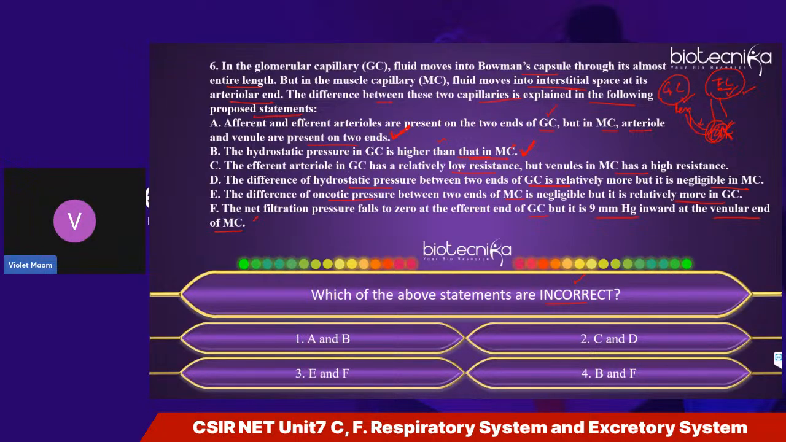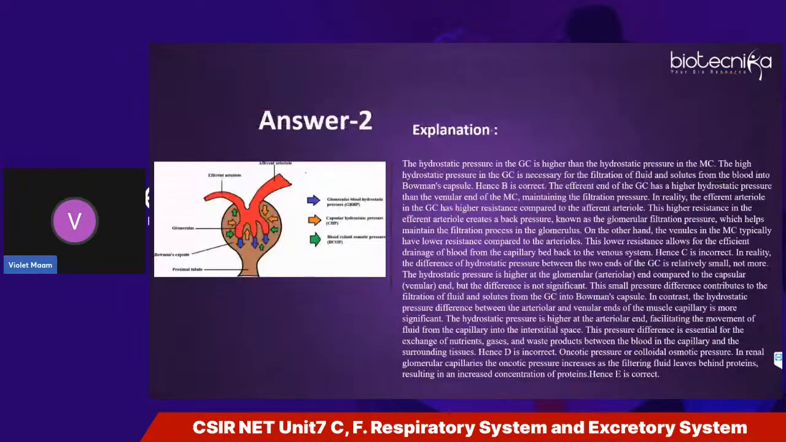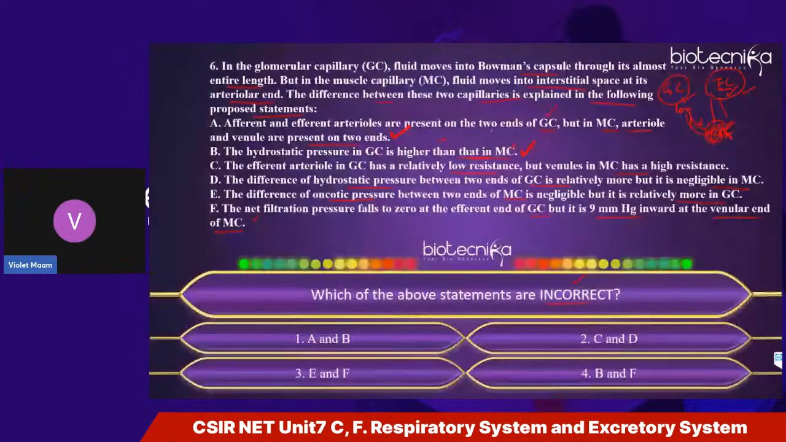Okay, C. The right answer over here will be your option 2. I'll explain: A and B we understood. Now the efferent arteriole has a relatively low resistance, it is saying. But as I said, the diameter is less, so the peripheral resistance increases. Because the diameter is less, the peripheral resistance will not be low, it will be high.